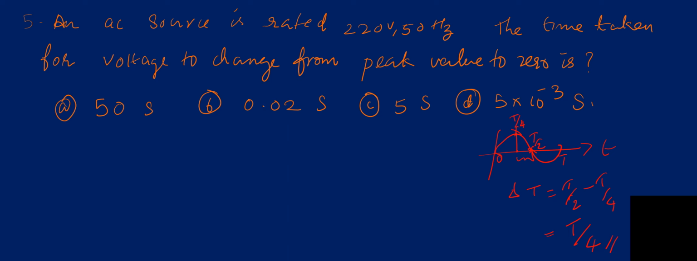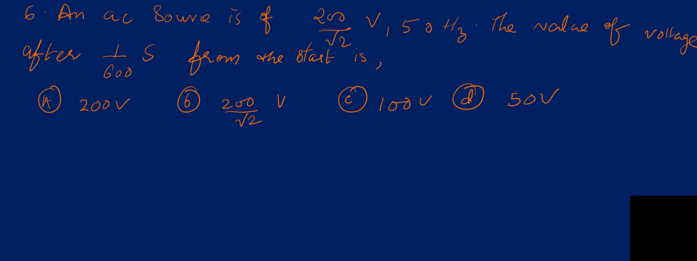So we can substitute this one, T divided by 4. Here frequency is given, 50. So frequency is 1 by time. So instead of time, we can write 1 by 50 into 4. So 1 by 200, that is 0.005 seconds, or 5 into 10 raised to minus 3 seconds.